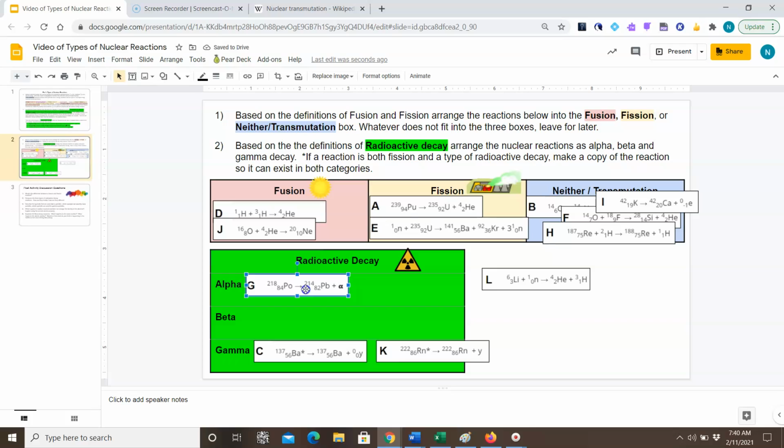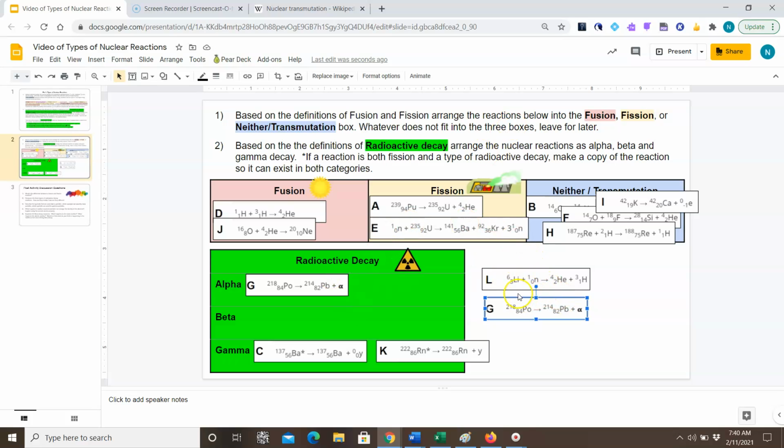Oops, the other thing I forgot to do is because this fits under fission and alpha decay, I'm going to make a copy of that. I'll make a copy of that box there. Did I make a copy? Yeah, I did. And I'll make sure that we have one to put under fission and alpha, just so we can see that sometimes things fall under multiple categories.